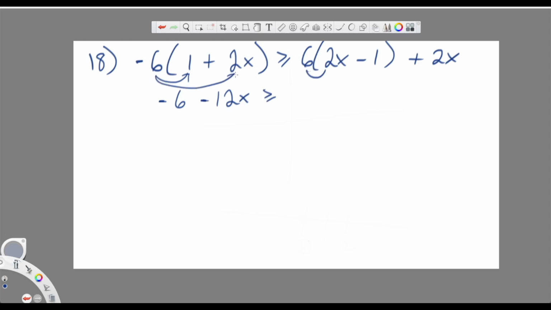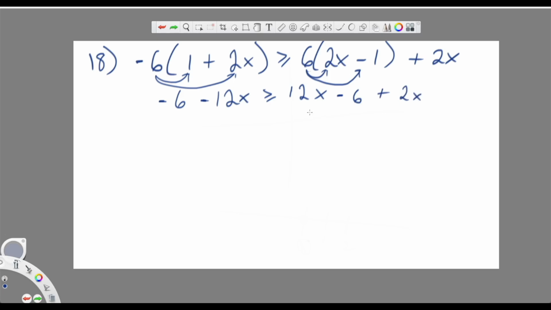Sorry, let me put my lines here just so you're not confused. Is greater than or equal to 6 times 2x, which is 12x. And then 6 times negative 1 is negative 6. And now all we do is drop the plus 2x.